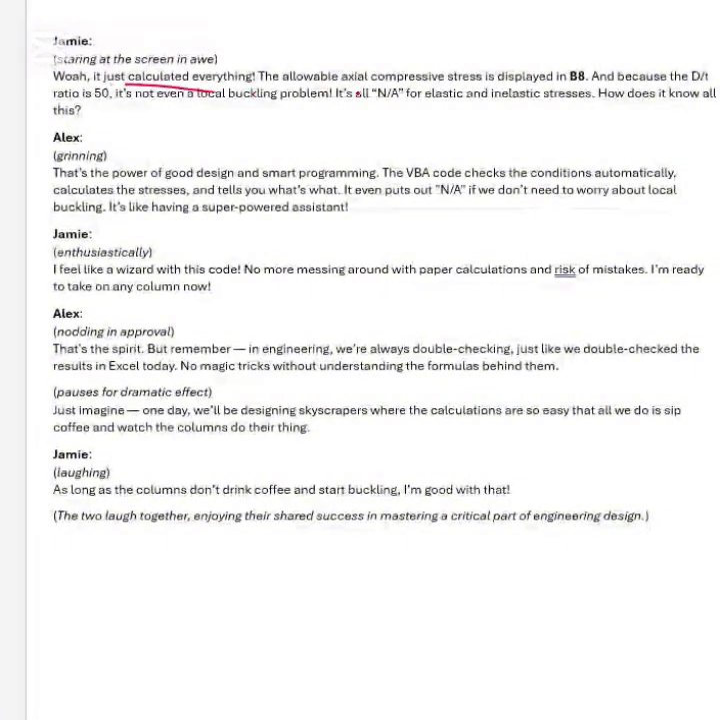It just calculates everything. The allowable axial compressive stress is displayed, and because the D/t ratio is 50, it's not even a local buckling problem. It's not applicable for elastic and inelastic buckling. How does it know all this? This is the power of good design and smart programming. The VBA code checks for conditions, automatically calculates stress and tells you what's what. Even if it's not applicable, you don't have to worry about local buckling. It's like having a super power assistant. That's right.